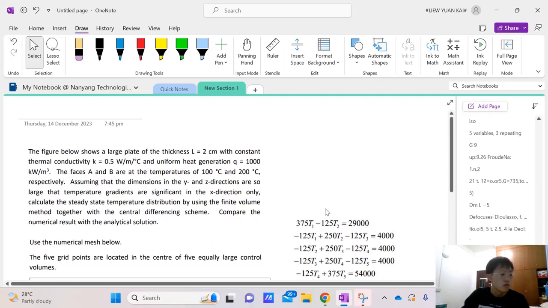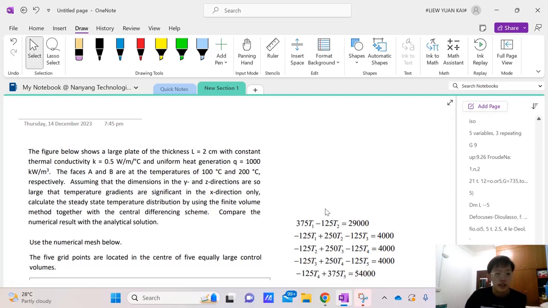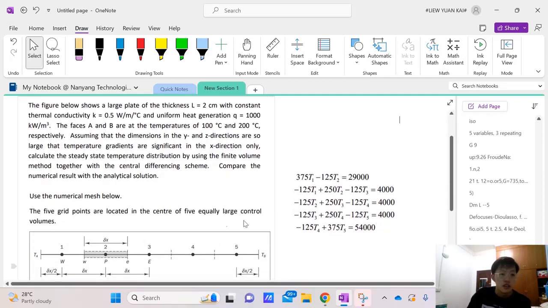Okay, so in this episode, we will discuss the finite volume method of CFD. So let's read the question. The figure below shows a large plate of thickness 2 centimeters and has a thermal conductivity and some heat generation. Faces A and B have temperatures of 100 and 200 respectively. Okay, so they assume one-dimensional.